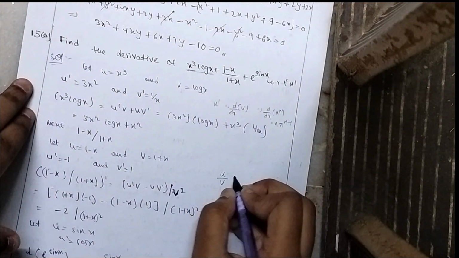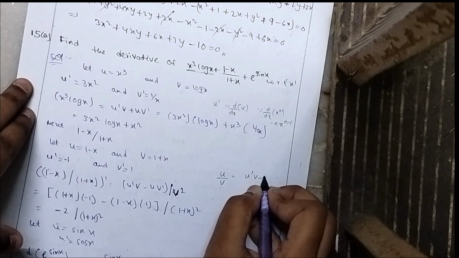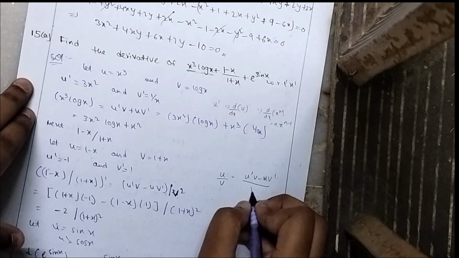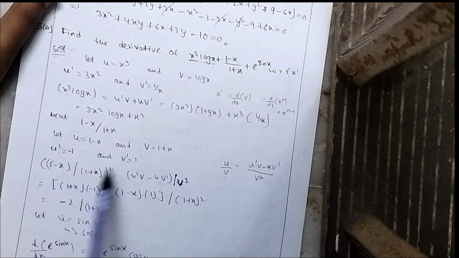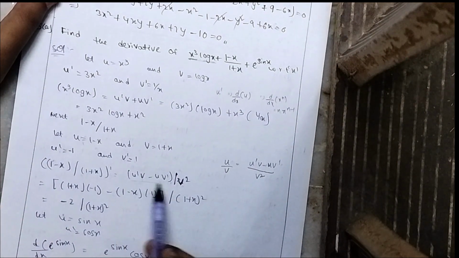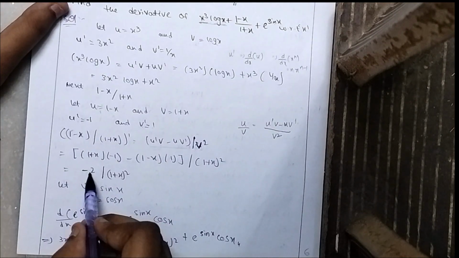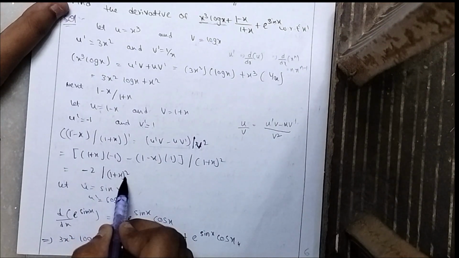u by v formula is (u'v - uv')/v². So now substituting this u', v' and u, v values in this formula, we get the value of -2/(1+x)².